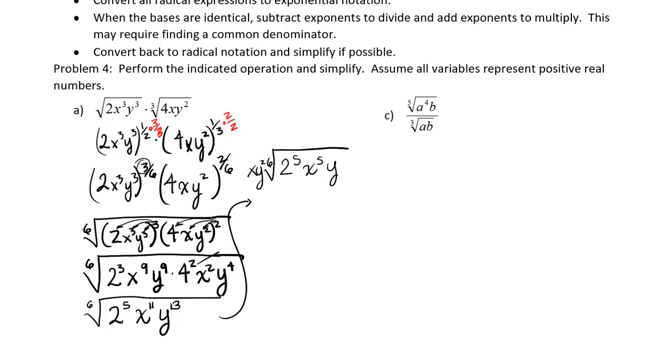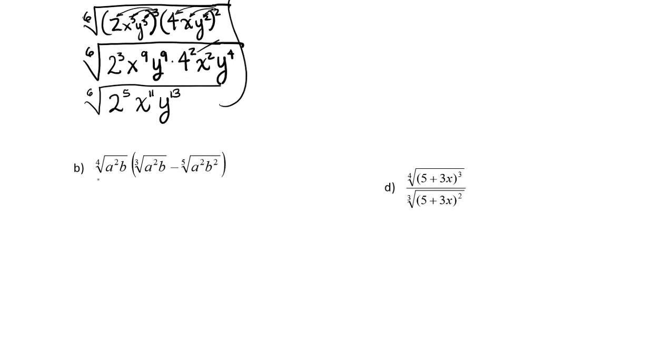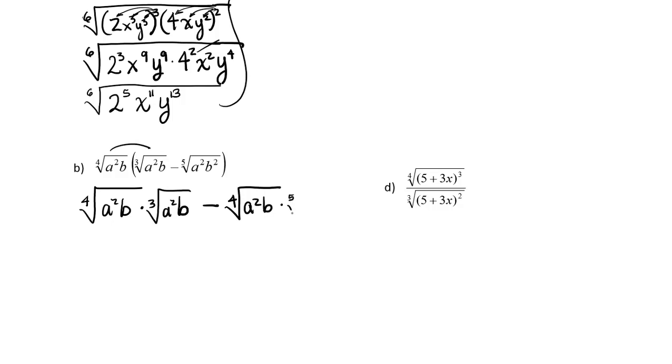Now let's look at part B. We have a 4th root of a squared b multiplied by the cube root of a squared b minus the 5th root of a squared b squared. Let's distribute the first radical in. We'll have the 4th root of a squared b times the cube root of a squared b minus the 4th root of a squared b times the 5th root of a squared b squared.